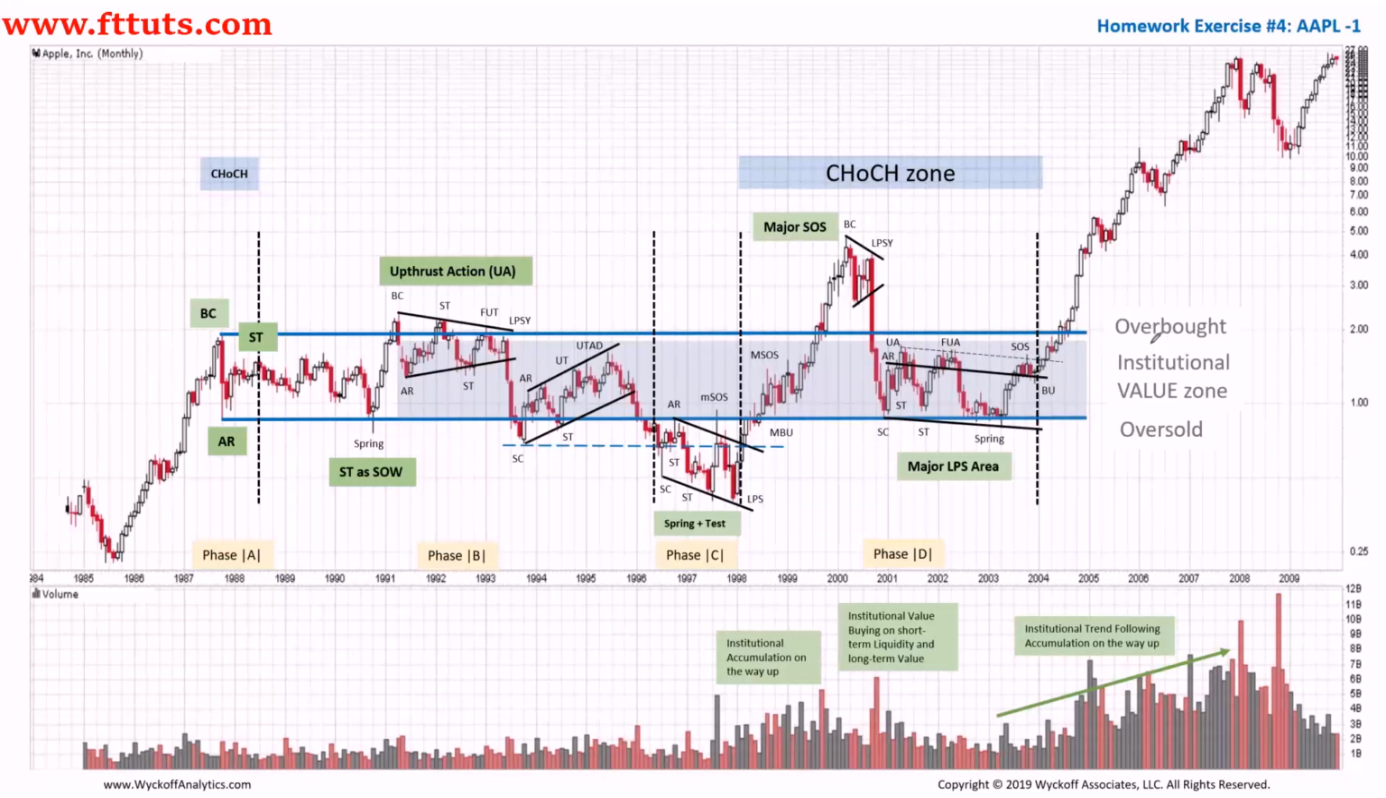Isn't a down move on increased volume a bearish sign right after 1991? Okay, so 1991, down move on increased volume, a bearish sign. This one right here? Yeah, of course. But you're thinking more as kind of like a public here.